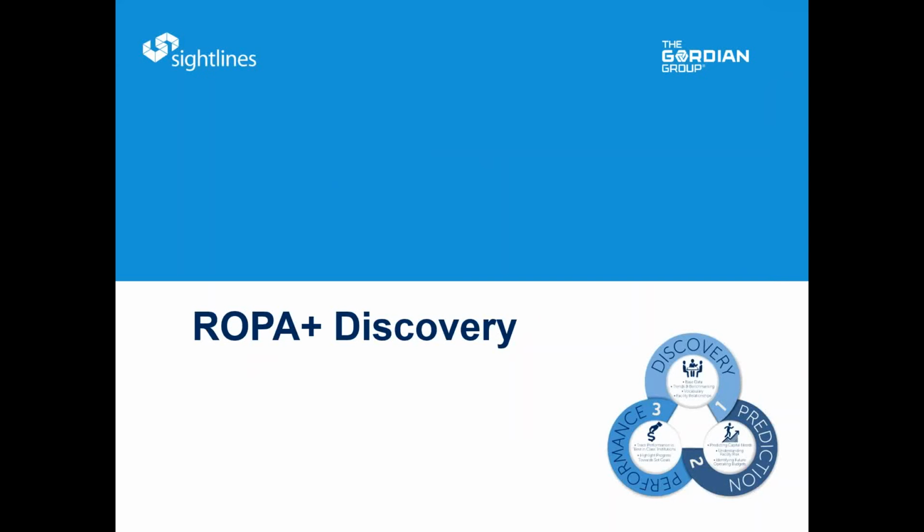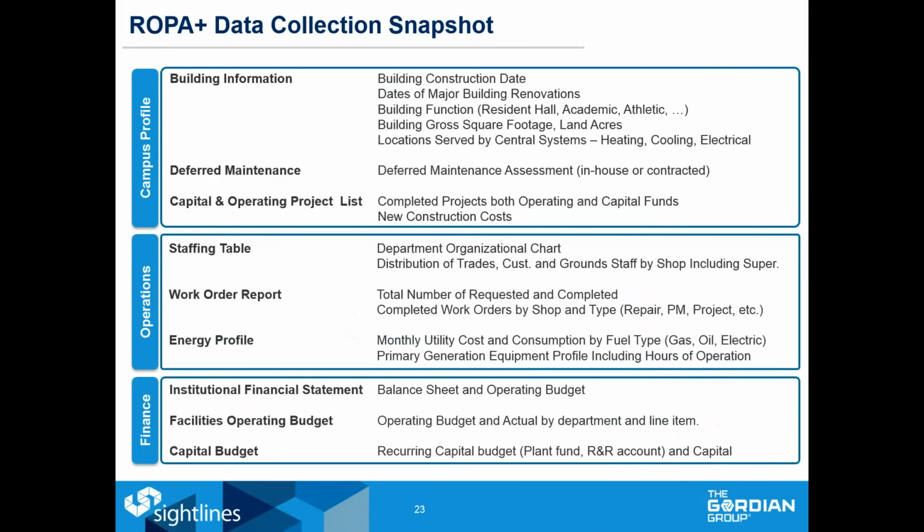I'm going to start with that discovery process because it really is the backbone of what we do. A question that we often get is, what data do you need at my institution? And the answer is we collect a fairly comprehensive set of indicators at your campus. We break it down into profile data, operating data, and financial data.